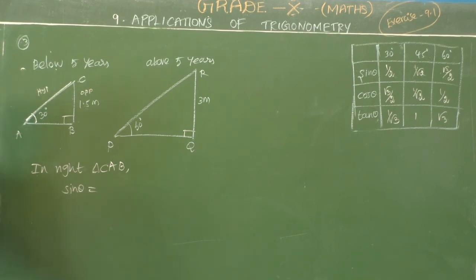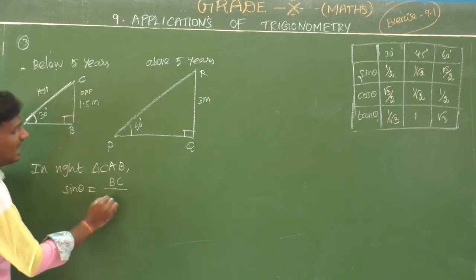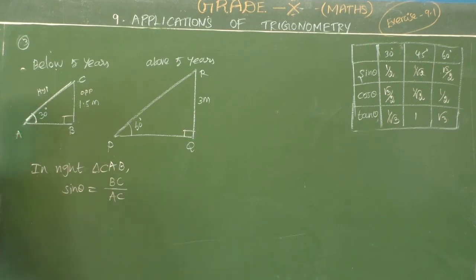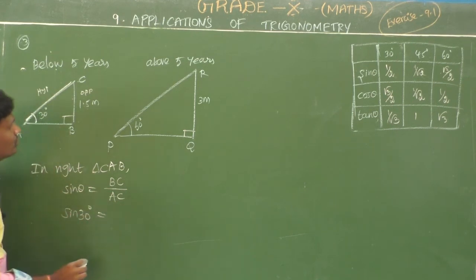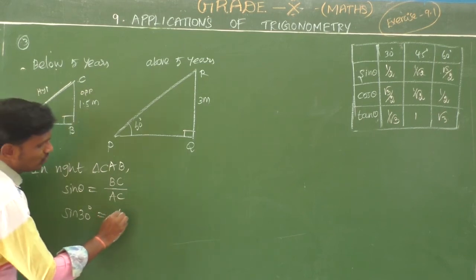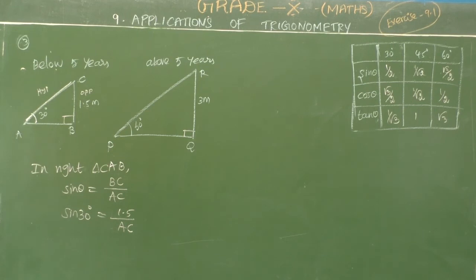So sine theta is equal to opposite side divided by hypotenuse. The opposite side is BC, divided by the hypotenuse AC. Now what is the angle? Theta is 30. So sin 30 degree is equal to BC, which is 1.5, divided by AC, which you don't know. That's what you are going to find now.